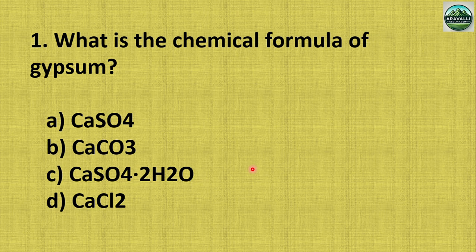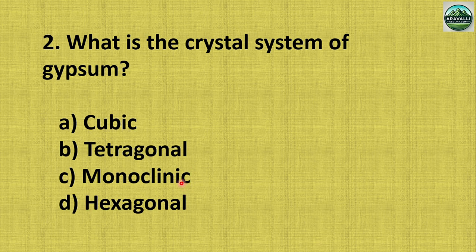Now we are going to discuss a very important part of this video, question answer. So what is the chemical formula of mineral gypsum? We know the chemical formula of gypsum is CaSO4.2H2O. Now next question, what is the crystal system of mineral gypsum? So we know gypsum crystallizes in the monoclinic crystal system.